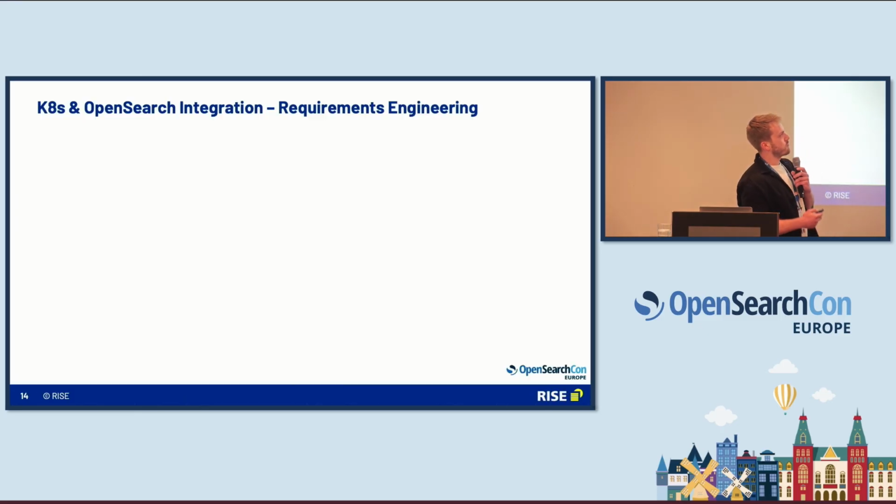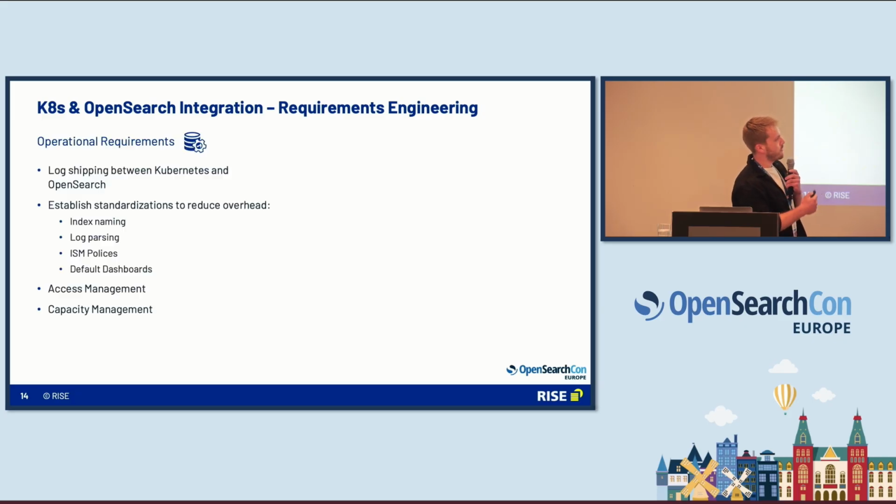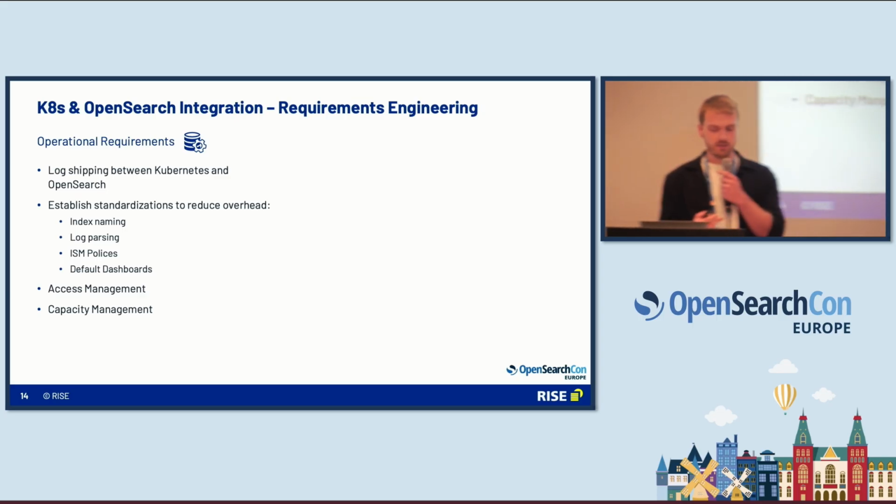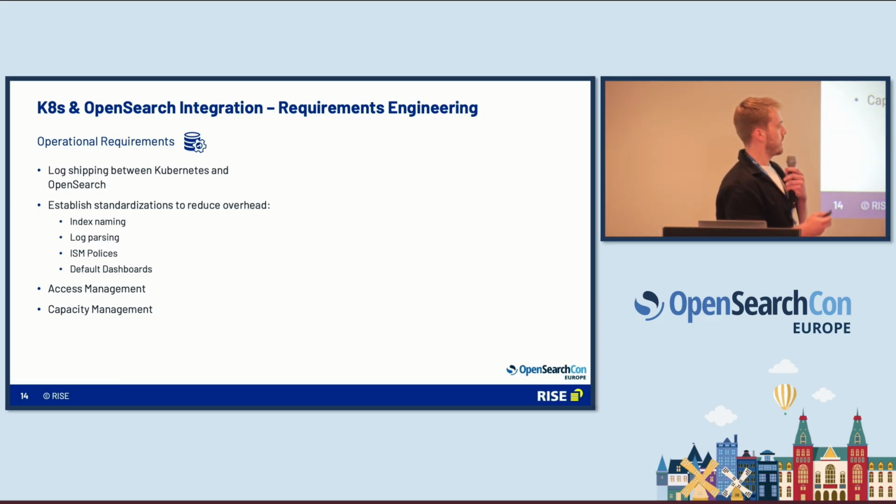The first thing we should probably do is some requirements engineering to avoid chaos later on. From an operational point of view, the most important question is how we can get the logs from Kubernetes into OpenSearch. We also want to reduce our overhead, as David already mentioned. For that purpose, we need to create some standardizations regarding index naming, log parsing, ISM policies, and so on. Then we also need to take care of access management. We only want authorized users to access their logs, and we also need to make sure that tenants don't go over their storage capacities.